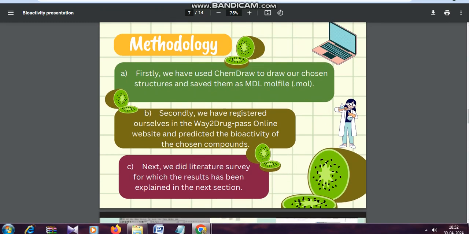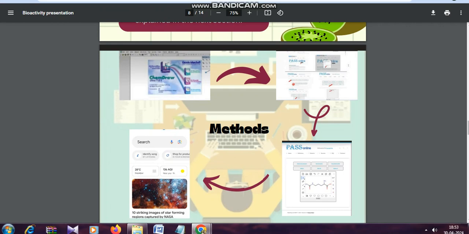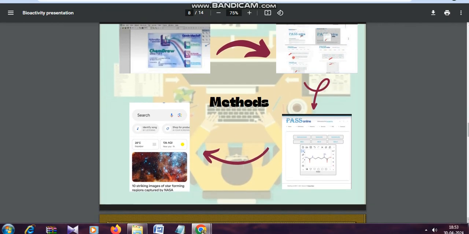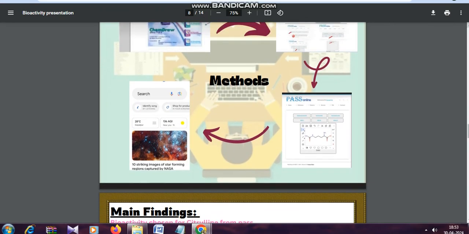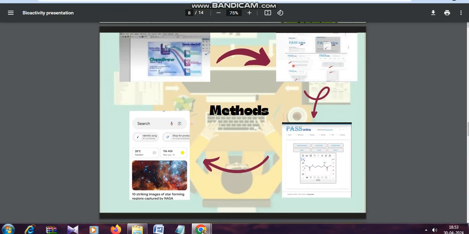Now coming to the methodology, which methods I've used. Firstly, we have used ChemDraw to draw our chosen structures and save them as MDL mol files. Secondly, we have registered ourselves on the Way2Drug PASS Online website and predicted the bioactivity of the chosen compounds. Next, we did a literature survey, for which the results are explained in the next section. So these are the screenshots of the methods I have used.